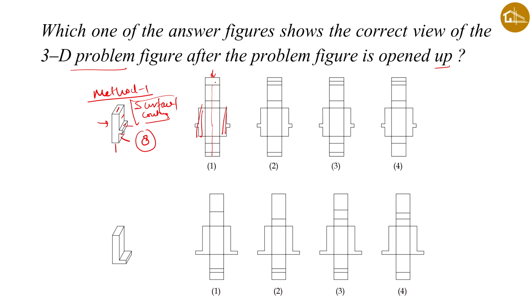In the first one, 1 2 3 4 5 6 7, this is wrong. Second one, 1 2 3 4 5 6 7, also wrong. 1 2 3 4 5 6 7 8, this is the right answer. This is method 1. Now let's see method 2.